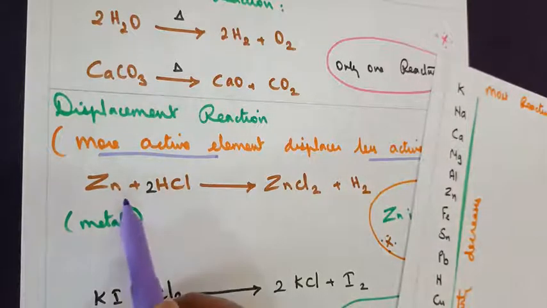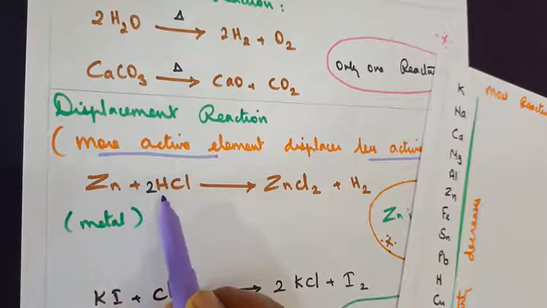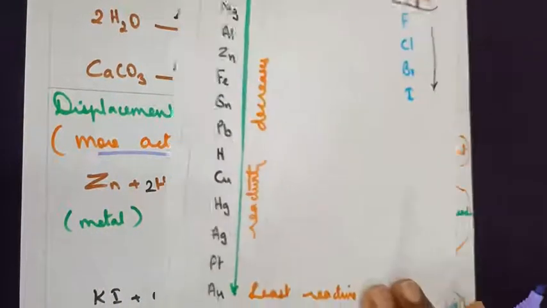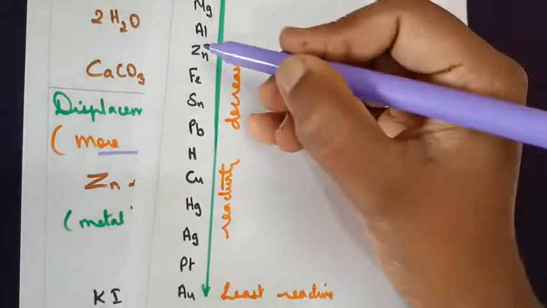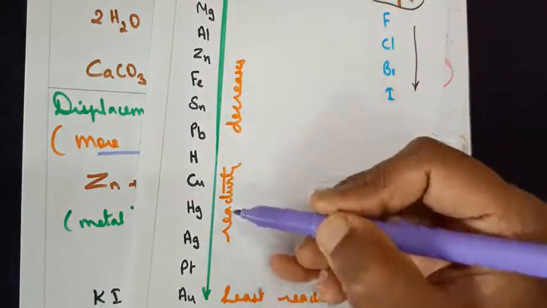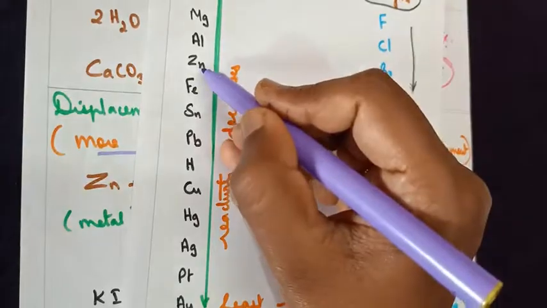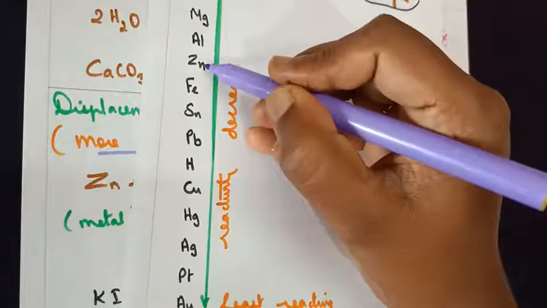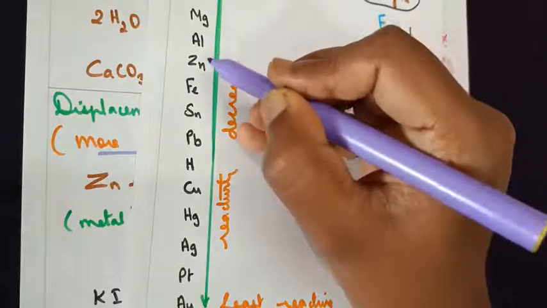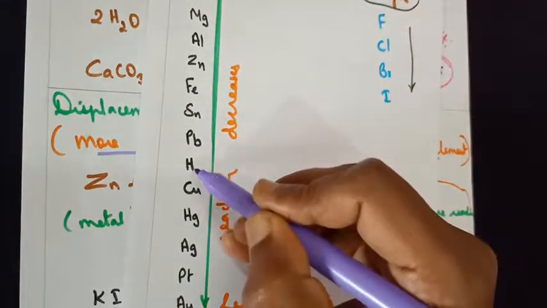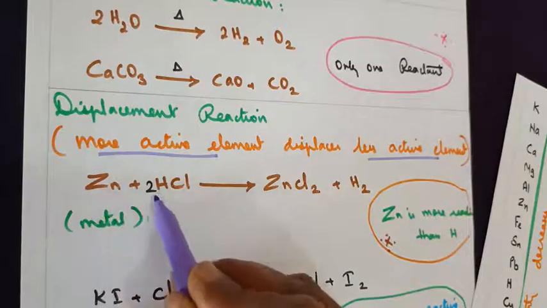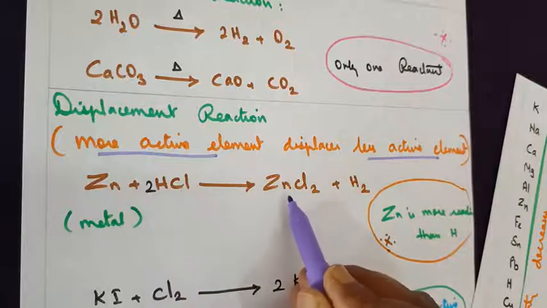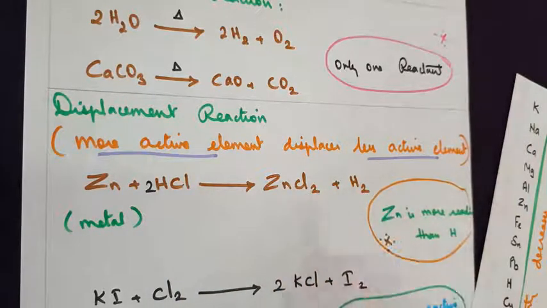Now what are the two types of elements we have got here? Zinc and hydrogen with chlorine. Our point of interest is zinc and hydrogen. If you look at the series, I told you coming down the group reactivity decreases. So zinc we've got here, hydrogen we've got here. Which one is in the upper scale? Zinc is in the upper scale, meaning zinc is more reactive than hydrogen. So what happens? Zinc displaces hydrogen and combines with the chlorine. Hence we get the product zinc chloride plus hydrogen.